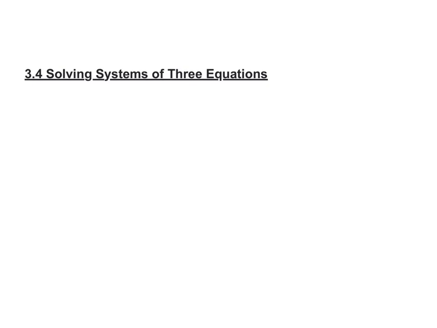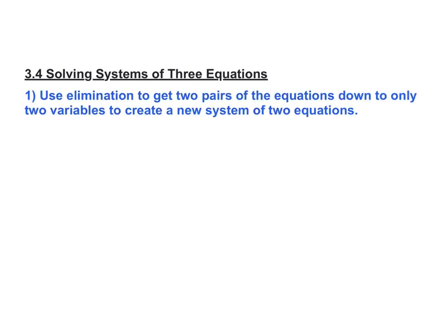Okay, so the first step you're going to follow is you're going to use elimination to get two pairs of the equations down to two variables to create a new system of two equations. So go ahead and write that down, and then I'll explain really what that means. What this really means, okay, we have a system of three equations, which means now we have three unknowns. So most of the time there's going to be an x, a y, and a z. Might be other letters, but there's going to be three variables now.